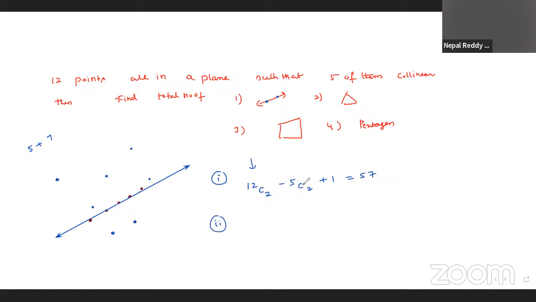See, total possibilities 12C3, but the 3 points which are lying on the line do not form a triangle, so eliminate 5C3. 12C3 minus 5C3 gives the result 210. Next, third one, quadrilateral.